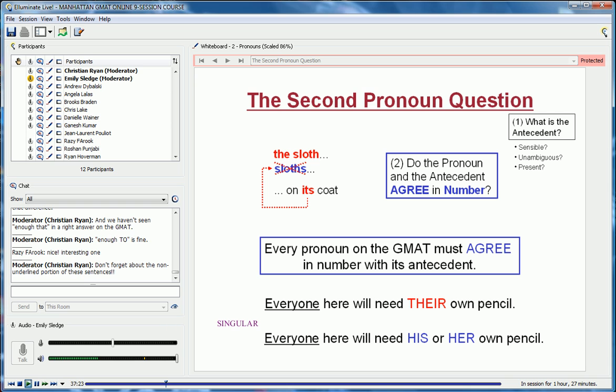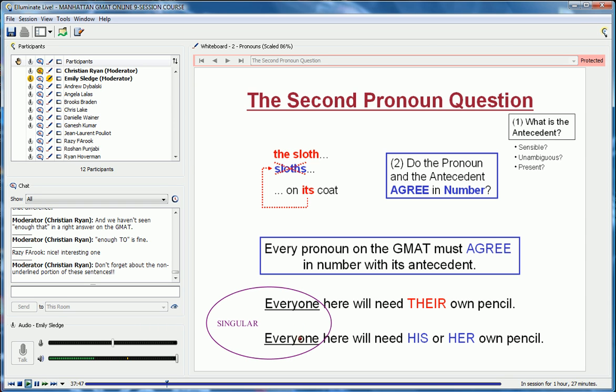And that's our second question. Once you've linked the antecedent and the pronoun, the natural thing to check next is whether they have the same number, singular with singular, plural with plural. I just want to show you a quick example here. This is a common error in everyday speech. A lot of people will say, "Everyone here will need their own pencil," or "Did everyone do their homework?" I say stuff like this all the time.